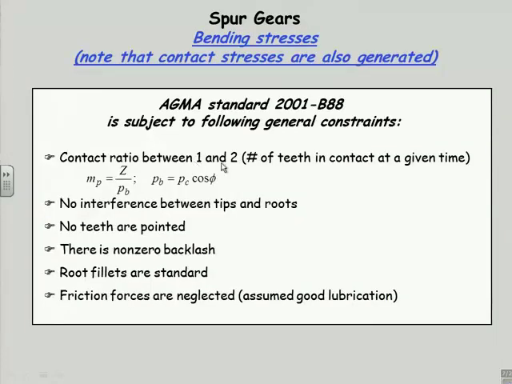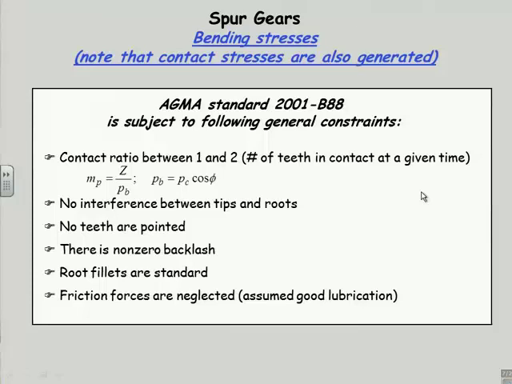Here's where I return to the idea that contact ratio is recommended to be between 1 and 2. And this is the contact ratio, M sub P. Z, I think I showed you a formula for Z in the other lecture. It's a big mess of stuff divided by the base pitch, which gets me a value for MP. And it's based on the assumptions you see here.